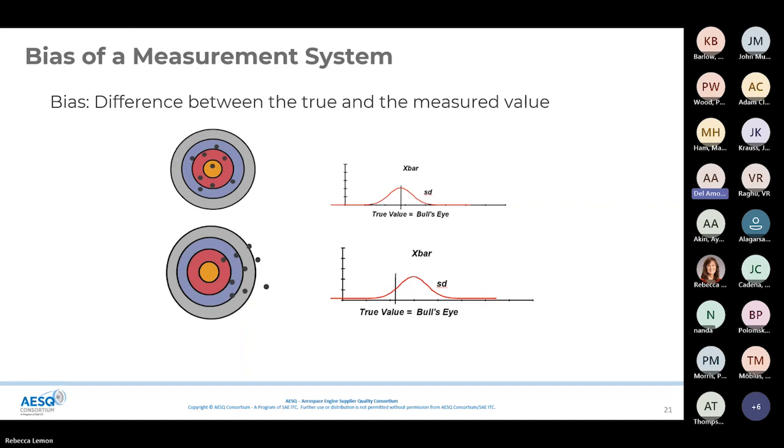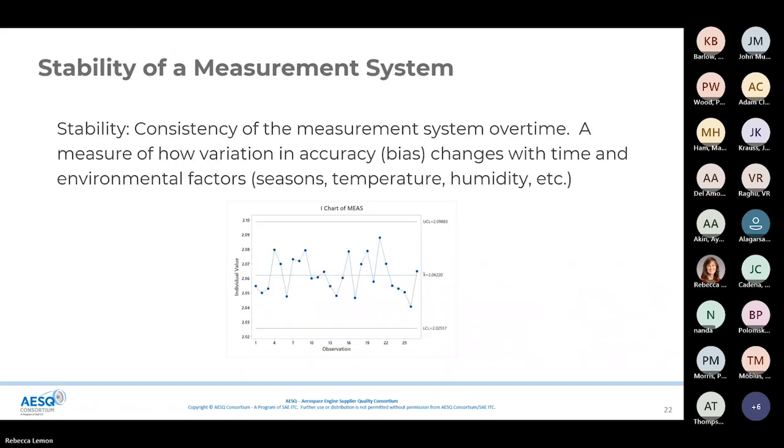Next slide, please. So stability, as defined before, is the consistency of the measurement system over time, right? So a measure of how variation in accuracy changes over time and with the environmental factors, for example. Okay. So next slide, please.